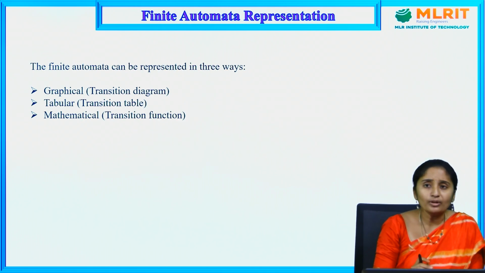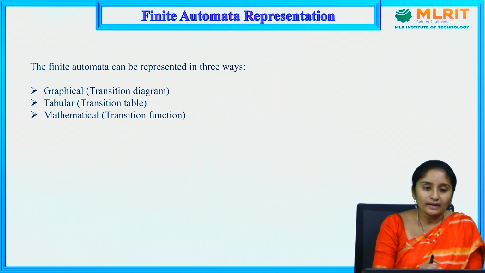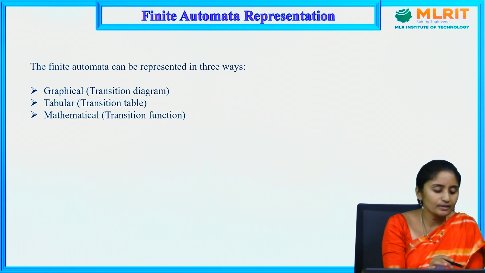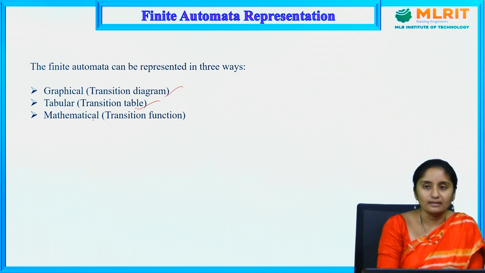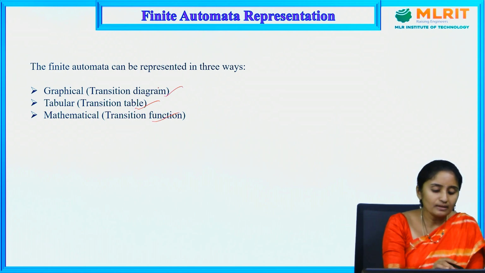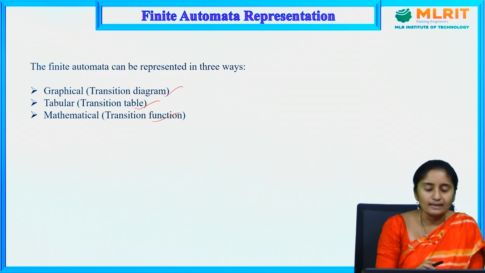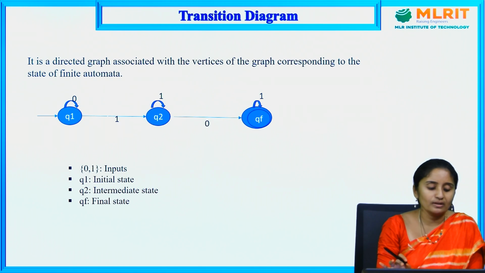So now how to represent a finite automata? There are 3 ways to represent a finite automata. The first one is the transition diagram, nothing but a graphical diagram. Next, the transition table, which is tabular, and the transition function, which is mathematical. So we'll move to the first one.